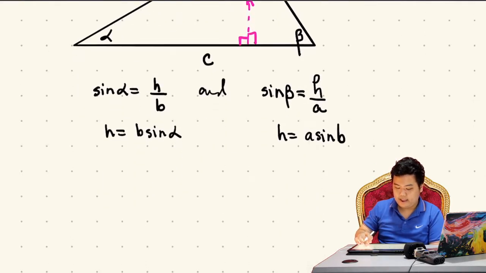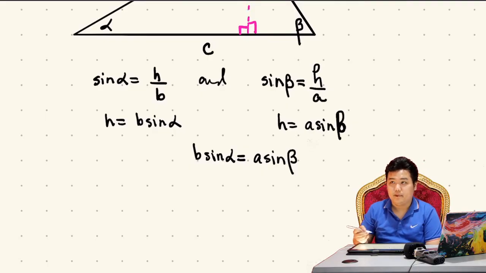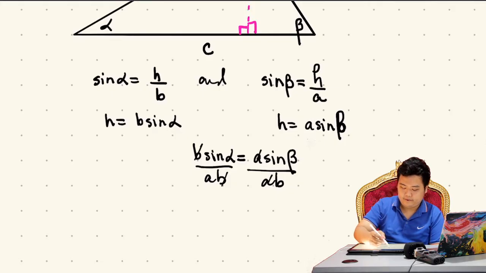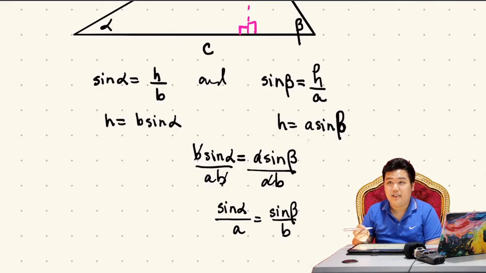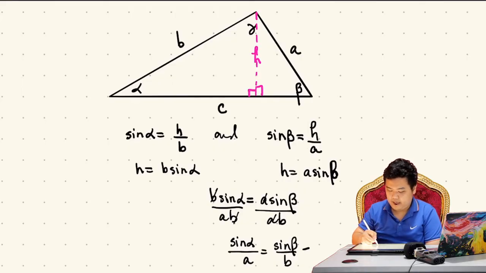Okay? And let us equate. So, B sin alpha is equal to A sin beta. And divide both sides by AB. So, cancel, cancel. Meron na tayong sin alpha over A equal to sin beta over B. At ito na yung tinatawag nating sine law. At pwede mong baliktarin yung triangle, yung orientation niya, para makuha na sin gamma over C.